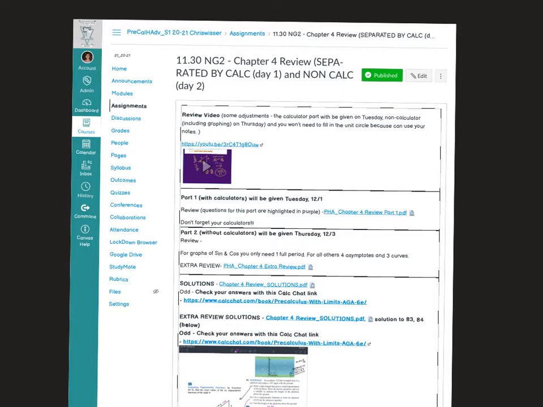Part 1, which is what's going to be given tomorrow, is with calculators. I took the review that was blank and highlighted which ones would be good to review for tomorrow. That's the linked PDF there, and it says don't forget your calculators. Then for part 2, I'll go back and highlight the other ones and add it under part 2, and it talks about the graphs.